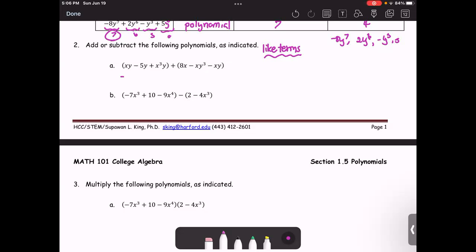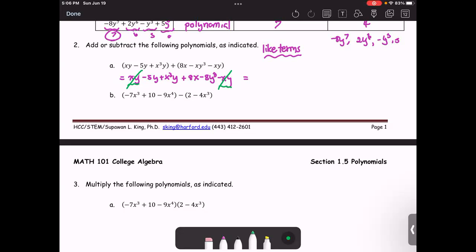First of all, just take away the grouping symbol and then look for like terms. Since this is a sum, we just take away the grouping symbol without rewriting any sign. After that, we look at like terms to combine the coefficients. For the first term, x times y, we have another like term, which is negative x times y, the last term. So these two cancel out because one is positive and the other is negative.